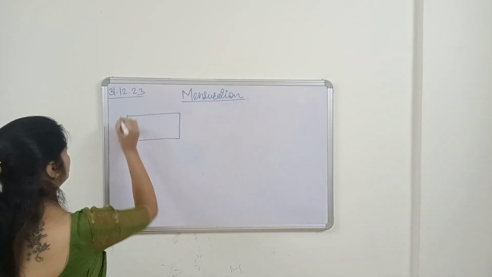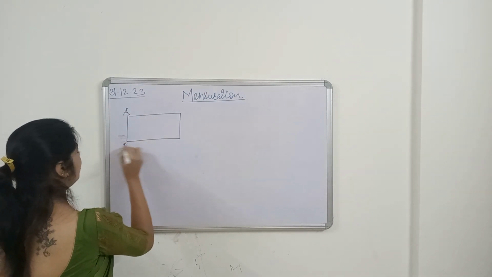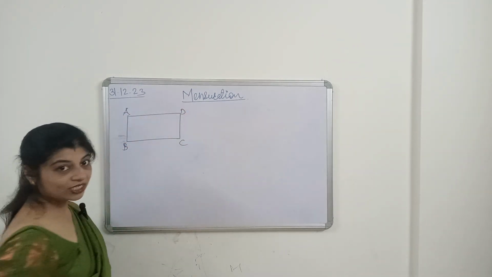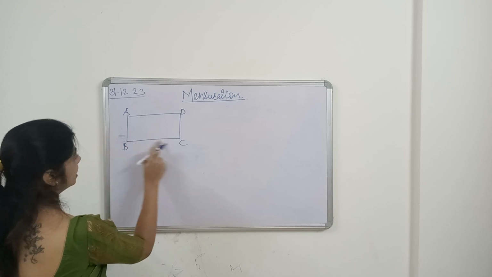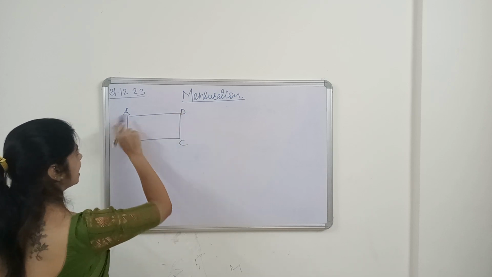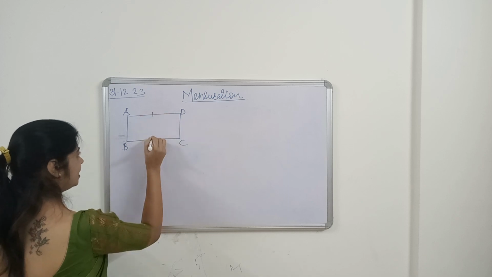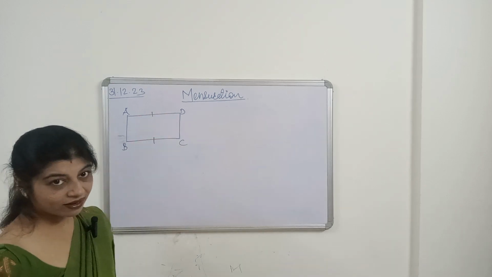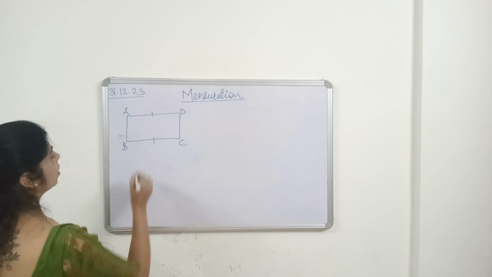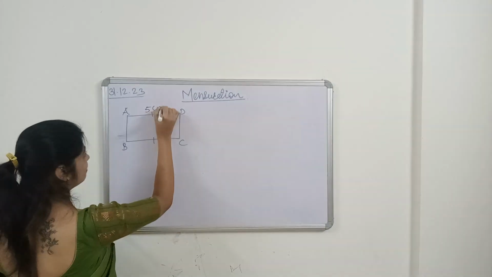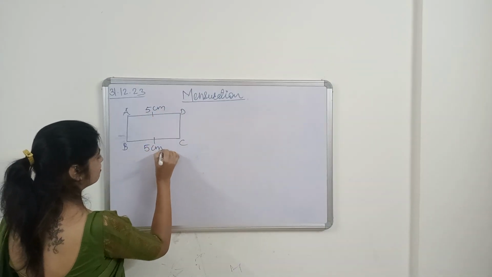So suppose I name this rectangle as ABCD. It has got four sides: side AB, side BC, side CD, and side DA. Now I say that the property of a rectangle is opposite sides are parallel and congruent, means equal in measure. For example, if this is 5 centimeter, this is also 5 centimeter.